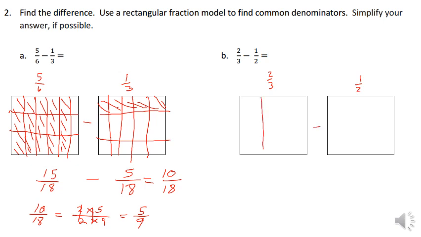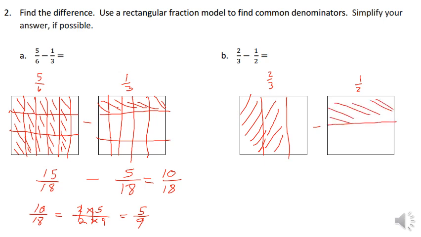On B, we're going to model 2/3 minus 1/2. So we're going to split our first model into thirds, and we're going to shade in 2 out of 3 since it is 2/3. Our second model, we're going to go horizontally, and we're going to shade 1/2. Now we're going to split our thirds by half, and we're going to split our half by thirds. Now we can see we have a common denominator of 6. We have 4/6 minus 3/6, which equals 1/6. Since this is a unit fraction, meaning there is 1 over a number, that means it is in simplest form.